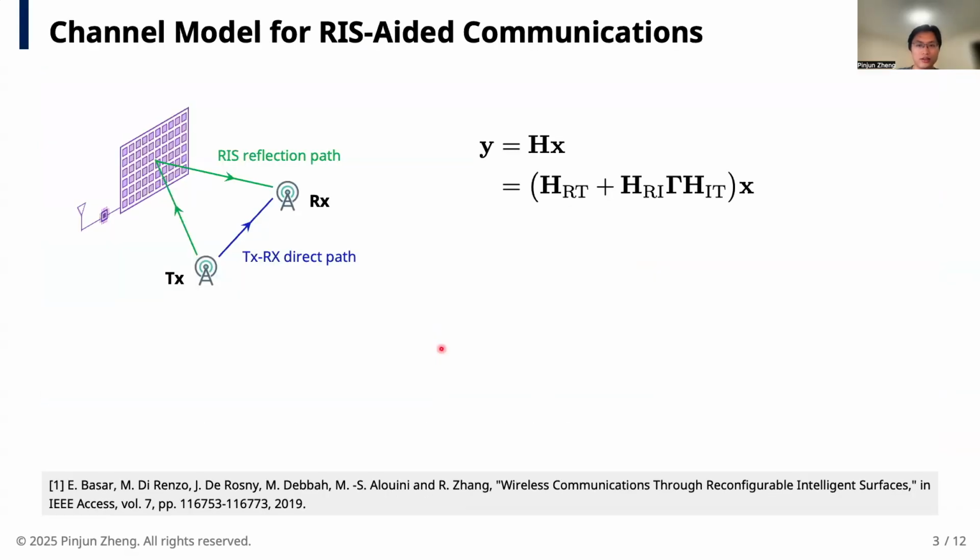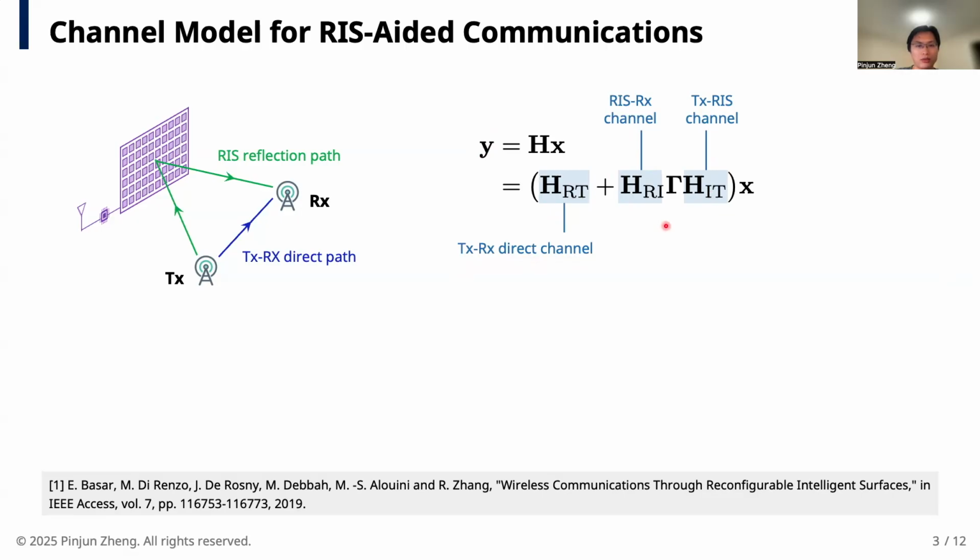Basically, in RIS-aided communications, we often consider a scenario with a direct path from the transmitter to the receiver, as well as a RIS reflection path. Mathematically, this transmission process can be described in this form. Here we use X to denote the signal transmitted at the transmitter, and Y to denote the signal received at the receiver. You'll notice that here we have three channel matrices. Here H_IT denotes the channel from the transmitter to the RIS, H_RI denotes the channel from the RIS to the receiver, and H_RT denotes the channel from the transmitter to the receiver directly.